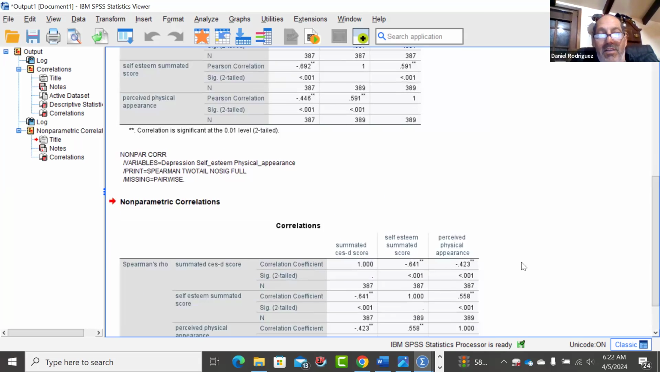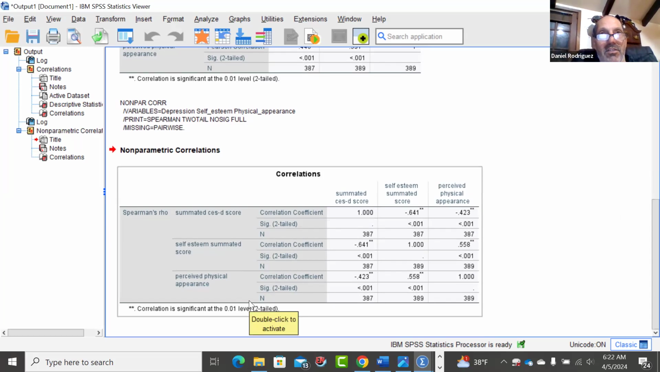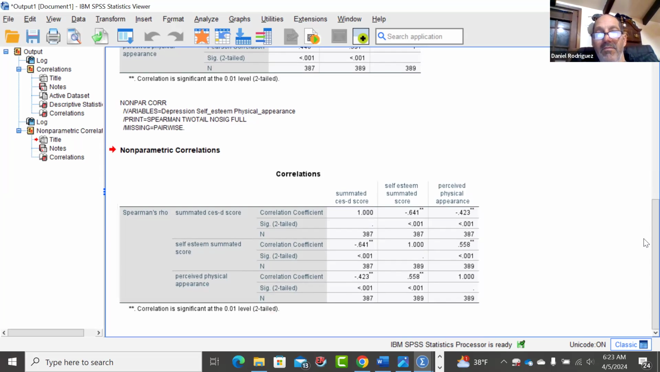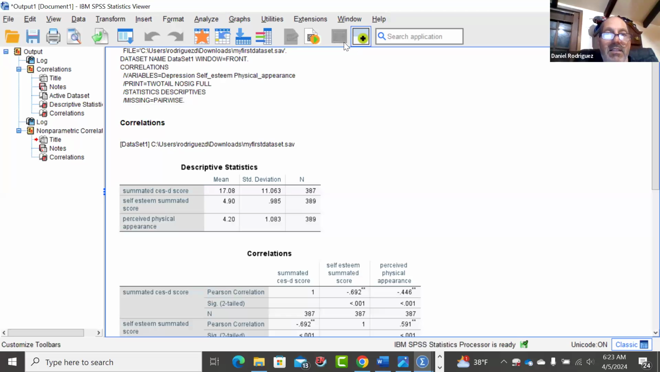0.446 to 0.423, and then let's see, anything else. I'm missing one. 0.591 to 0.558. Okay, so there's some change. The correlation shrunk a little bit. The nonparametric equivalent is usually more robust. It means it can deal with violations of some of the assumptions. All right, so that's the first two.